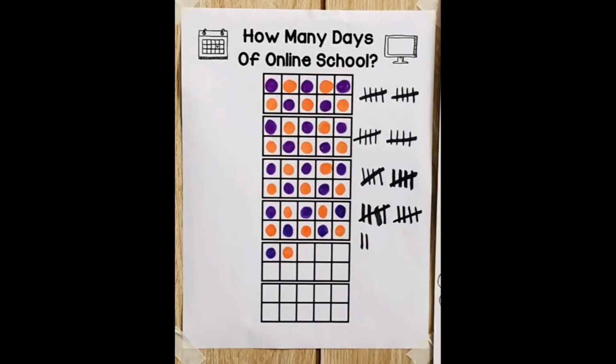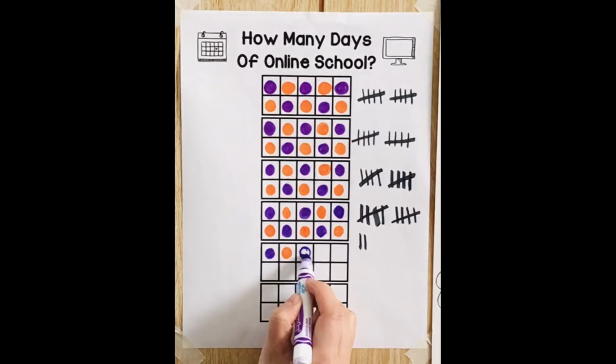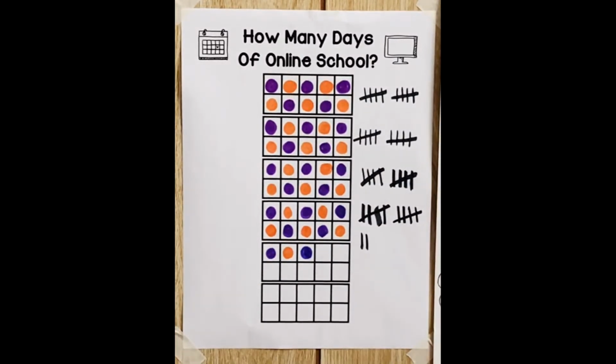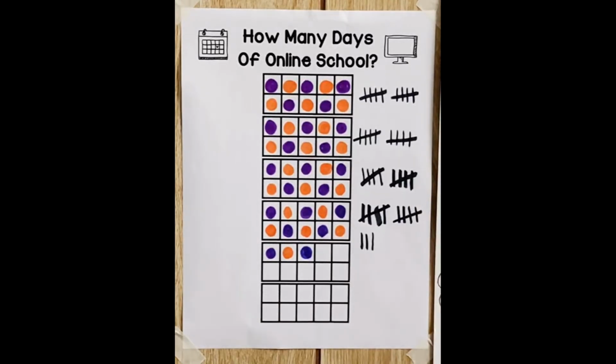So let's take our purple marker and draw a purple dot. All those dots represent all the days that we've been learning online. Let's also add to our tallies. We need one straight line down for today's tally. If we count all the dots and tallies, we'll figure out how many days we've been learning online.